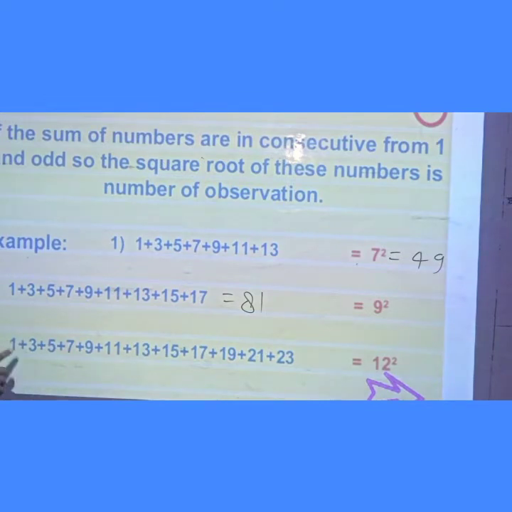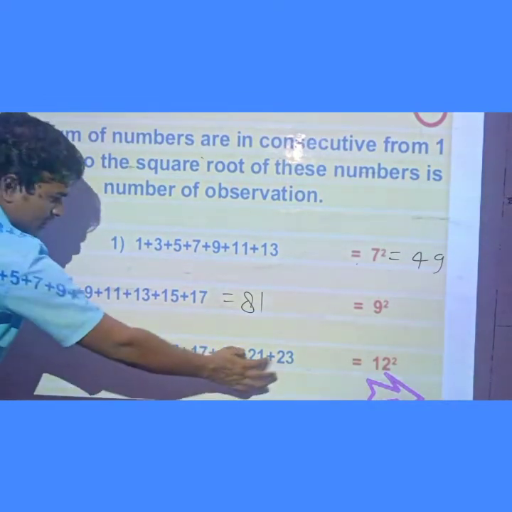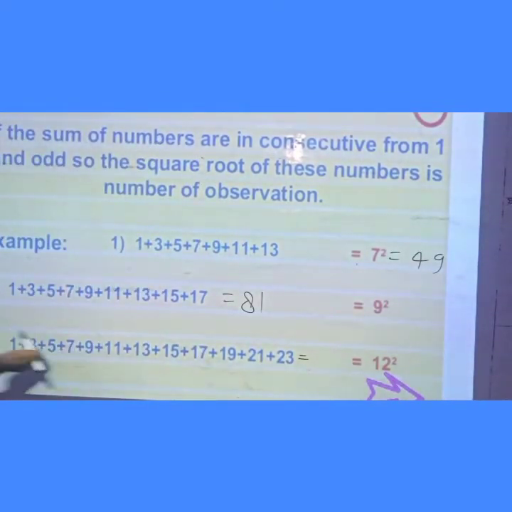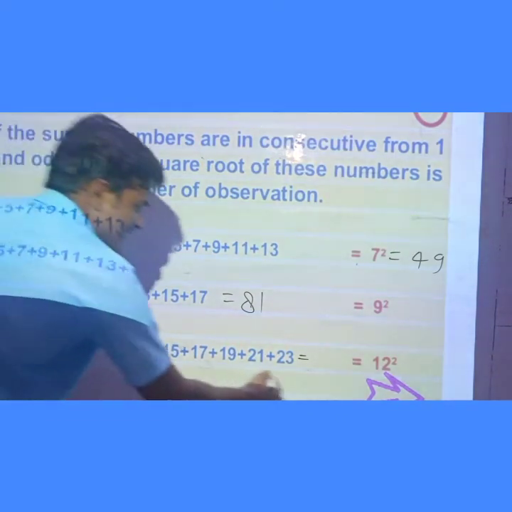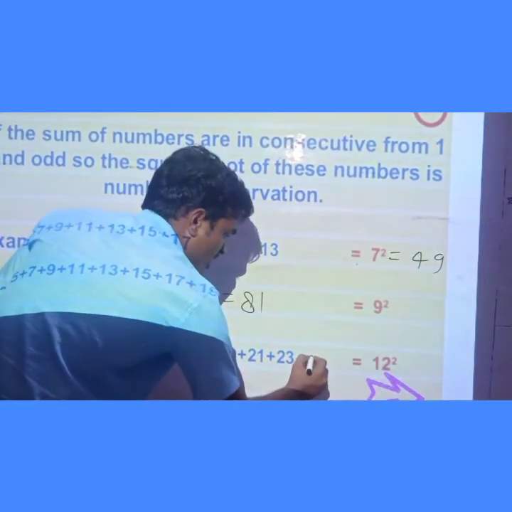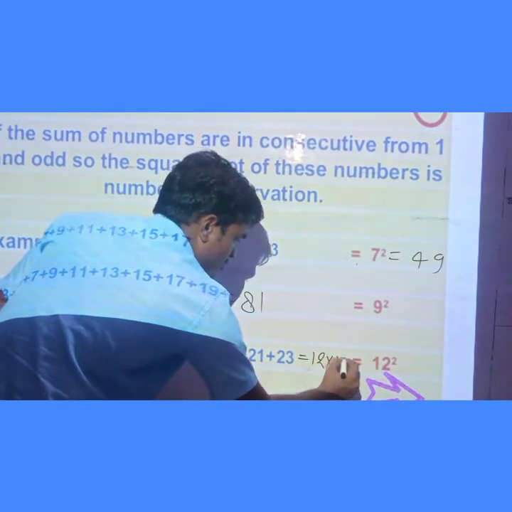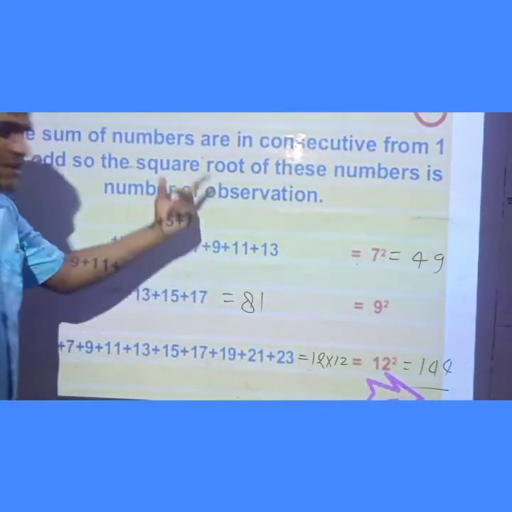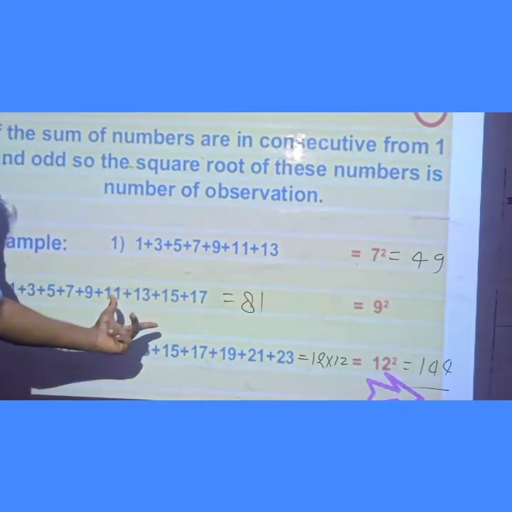And like that, from 1 to 23, how many odd numbers are there? There are 12 odd numbers, 1, 2, 3, 4, 5, 6, 7, 8, 9, 10, 11, 12. So what would be the sum of these numbers? That is the square of 12. Square of 12 means 12 multiplied by 12. That is, student, 144. This is fantastic.